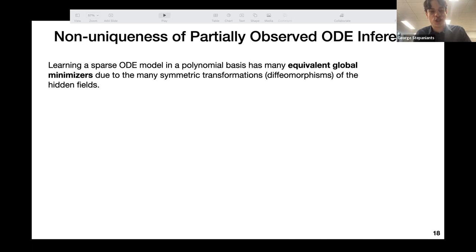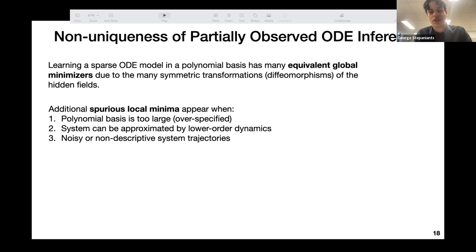Now, in addition to these global minimizers, which are actually good to land in because they mean that you've learned the correct dynamics, there's also a lot of spurious local minima, and they come about for many reasons, sometimes because your polynomial basis is too large. So maybe you can replace a V cubed in your model with a V to the fifth, and it's still going to fit your data quite well. Another reason is that sometimes your system can actually be approximated by a much simpler lower order dynamics, and the ground truth equations that you're trying to learn are actually more complicated than they need to be. And of course, another very important reason is that sometimes the trajectories that you've collected are way too noisy, or they're non-descriptive. So they converge to a fixed point, but you haven't actually collected the dynamics in the interesting chaotic or periodic regions that you should have.